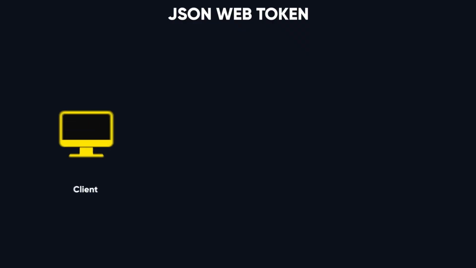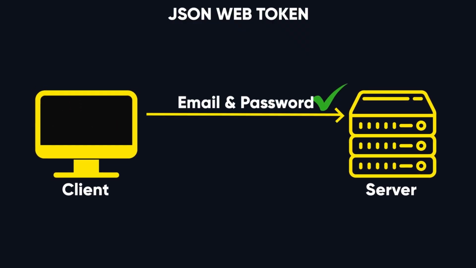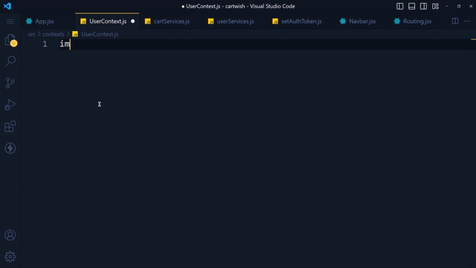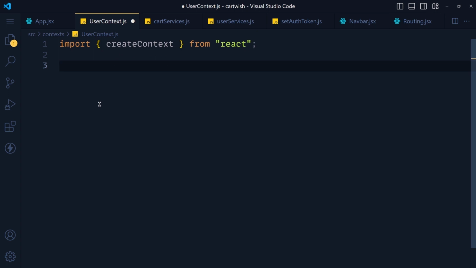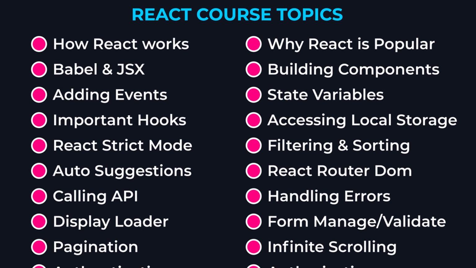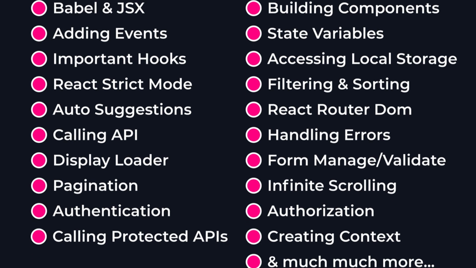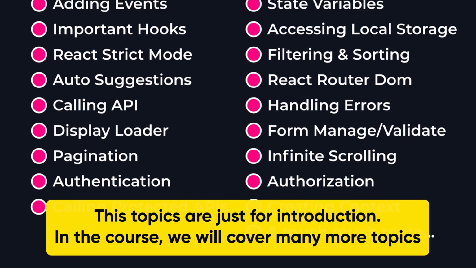scrolling, user authentication and authorization with JSON Web Token, which is very important, calling protected APIs, creating the context, and much more. If you are an absolute beginner to React, you might not know about these concepts. So let me show you the implementation of these concepts.